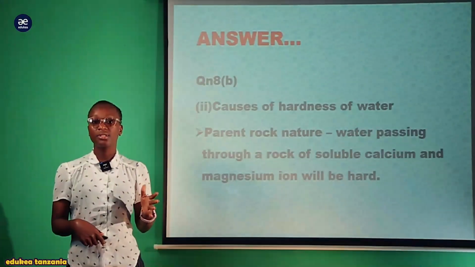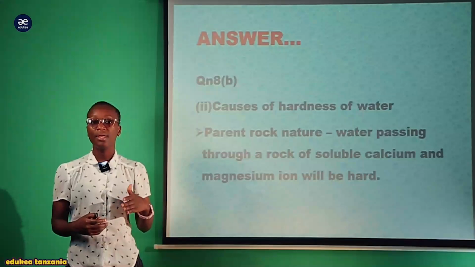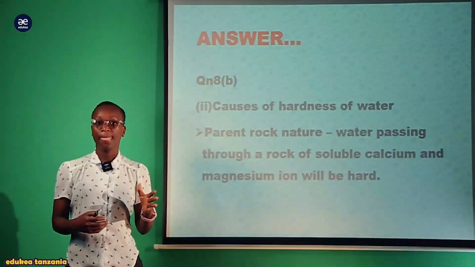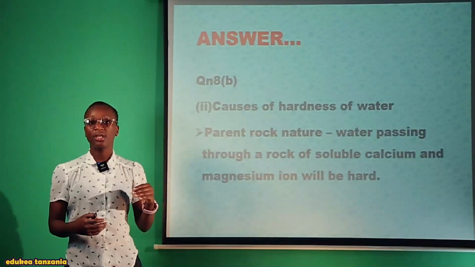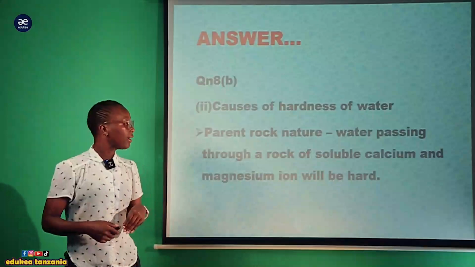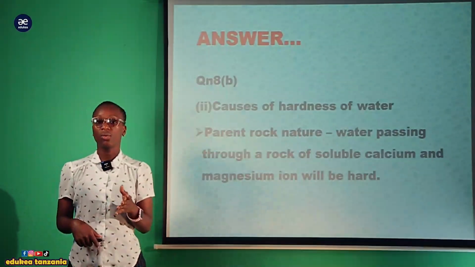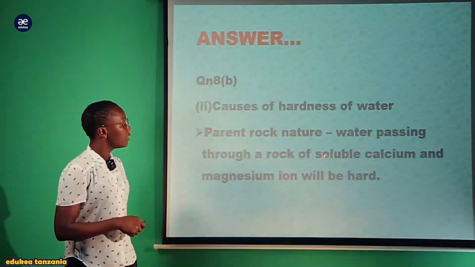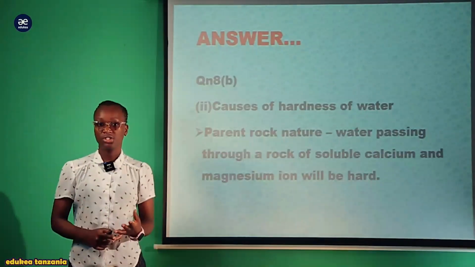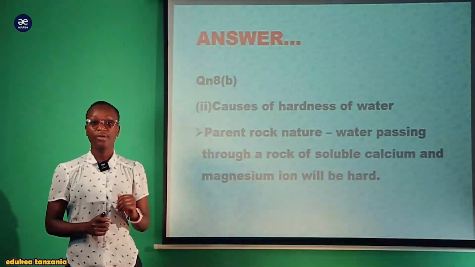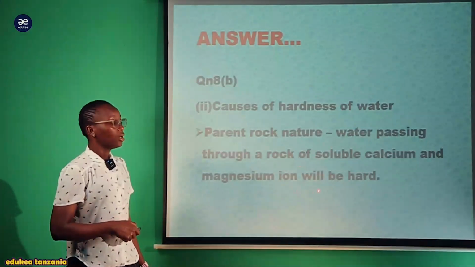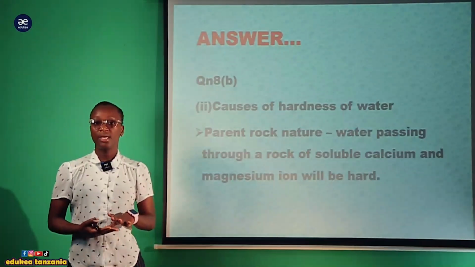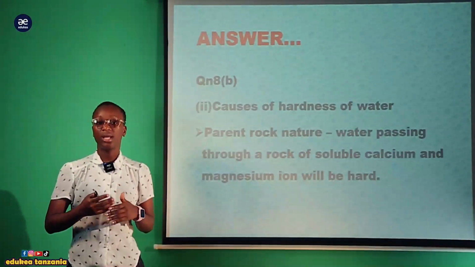Kama ni temporary means kutakuwa na maybe the element of calcium, lakini katika chloride itakuwepo, lakini kama ni kwenye permanent mean that tutakuwa na the nature of sulfate ions. So kama this rock is made up of soluble calcium vile vile na sulfate, obviously tutakuja kupata the water will be in form of hardness, itakuwa na ile hardness.